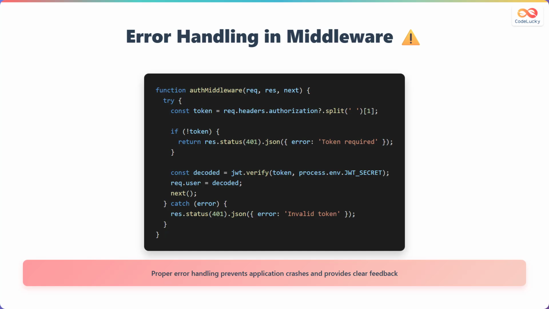Proper error handling is crucial in middleware to prevent application crashes and provide clear feedback. Within the authMiddleware function, we wrap the token verification logic in a try-catch block. If a token is missing, we immediately return a 401 status code with a token required error message. If any error occurs during the token verification process, such as an invalid signature, we catch the error and respond with a 401 status code, providing an invalid token error message. Proper error handling prevents application crashes and provides clear feedback.